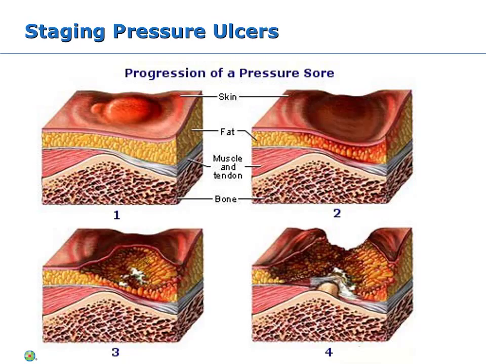Stage 3, which is the bottom left, we're down into the sub-Q, so down into the fat. And then stage 4 is all the way down through muscle and down to the bone. So those are very, very hard to heal on our patients. So just a quick intro there on staging pressure ulcers. You'll get more experience with that, though, as you go through nursing school.